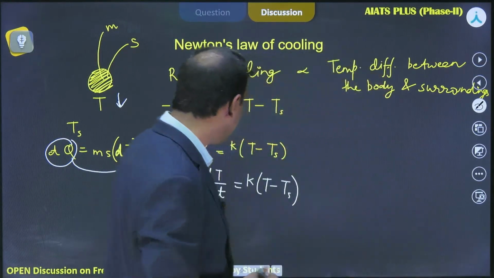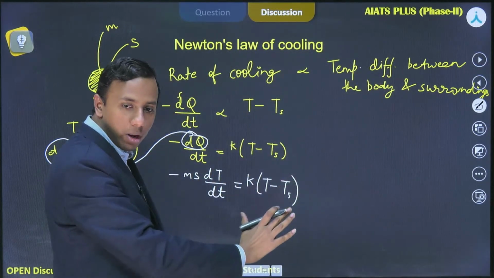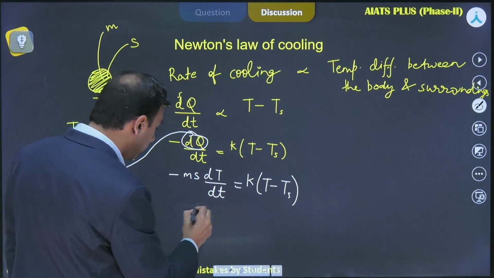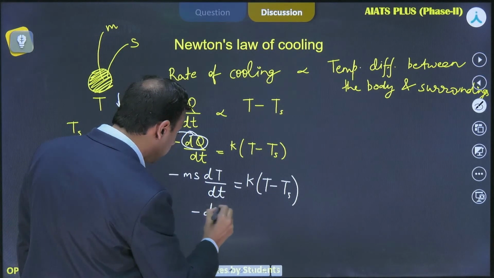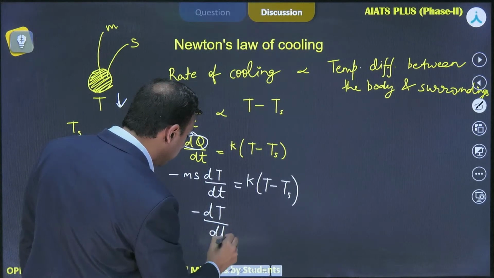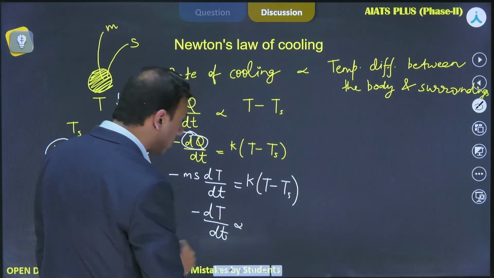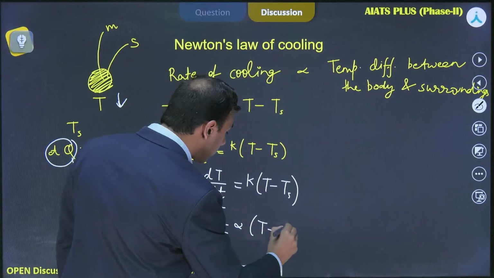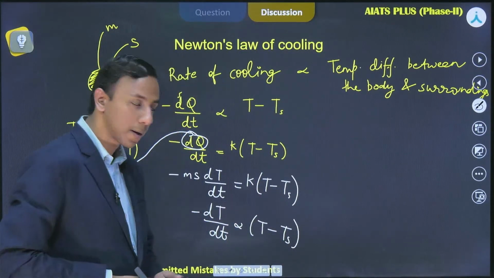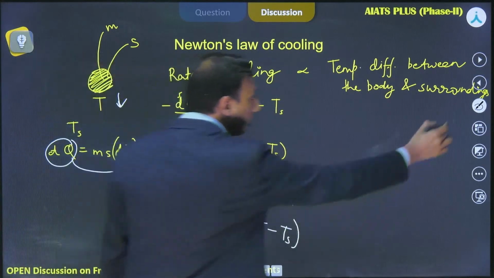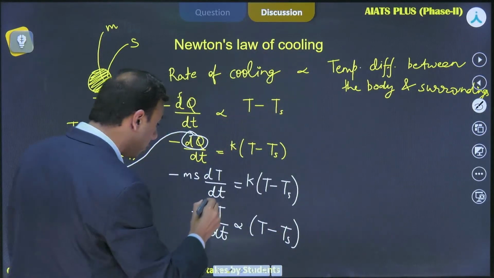Okay. So from this whole exercise, we can conclude, right? We can conclude that this minus dT by dt, right? It is proportional to T minus Ts, right? This is the result that we have obtained over here.